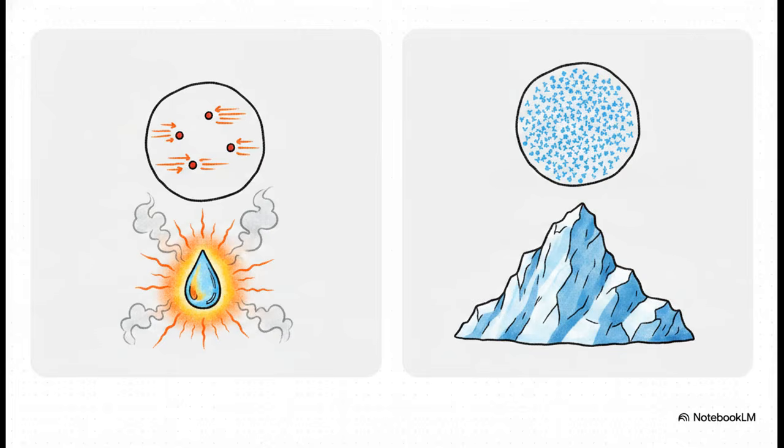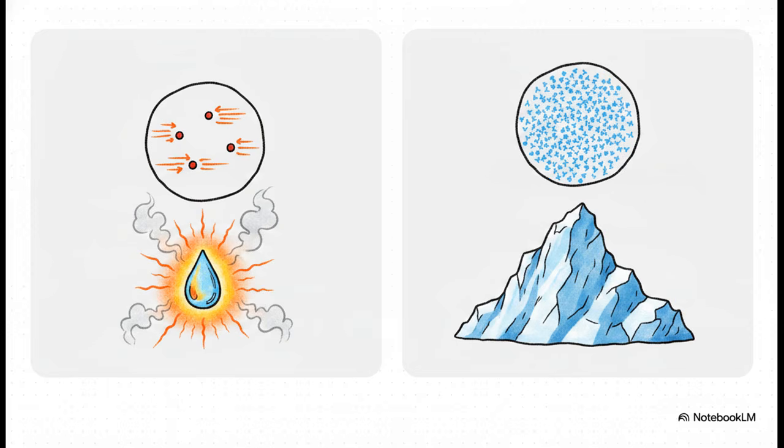Here's an analogy that perfectly nails the difference. Imagine a single drop of boiling water floating right next to a massive iceberg. Now, that boiling drop has a much higher temperature, right? Its particles are zooming around incredibly fast, on average. But it has very low mass. There just aren't that many water molecules in one single drop. Now look at the iceberg.